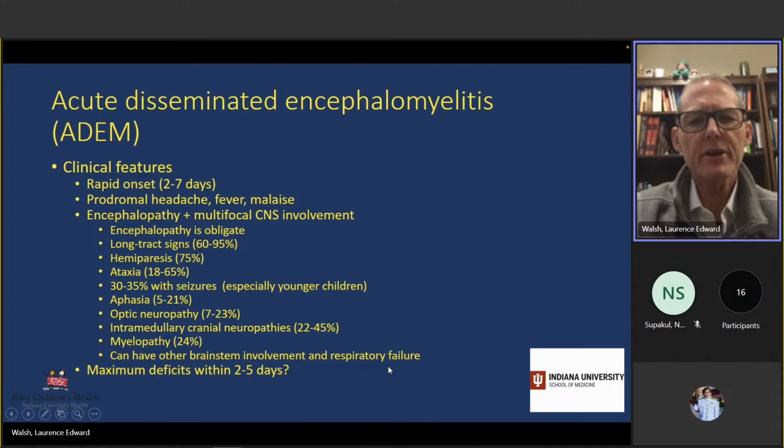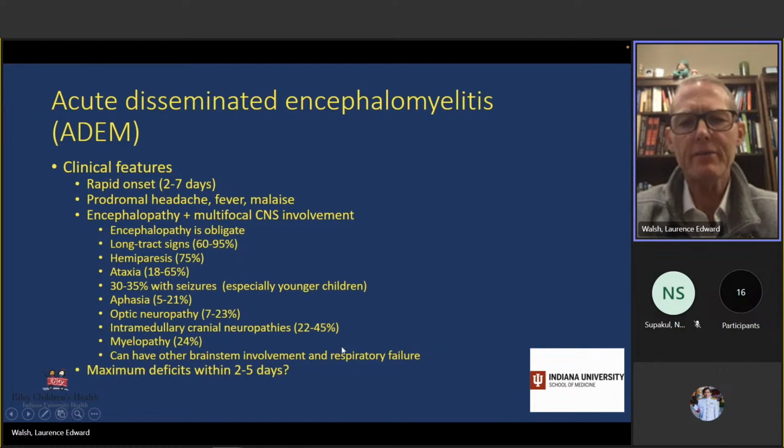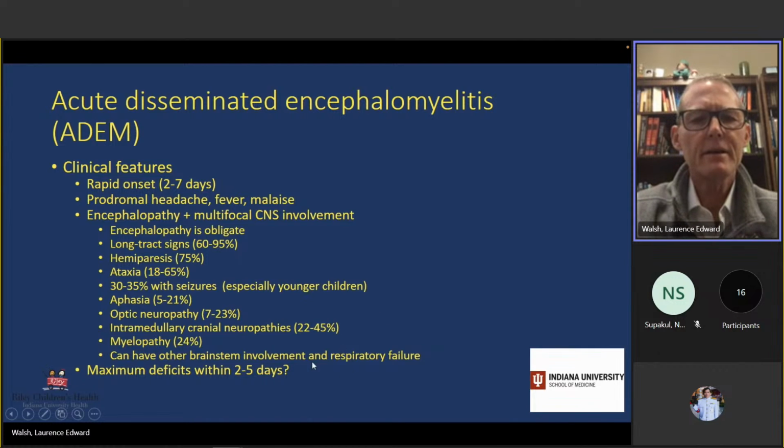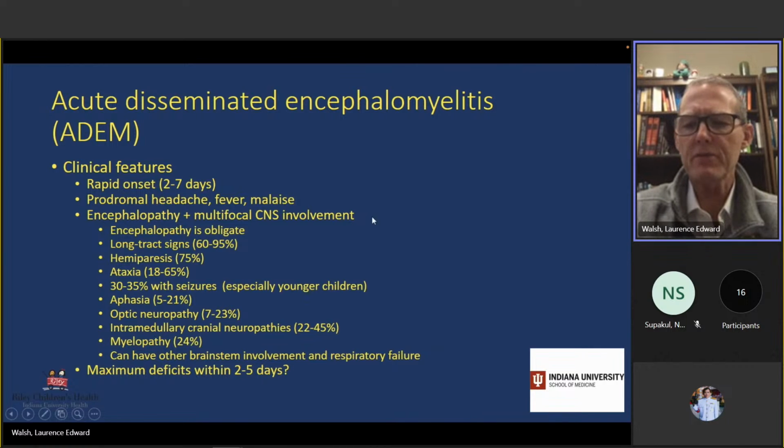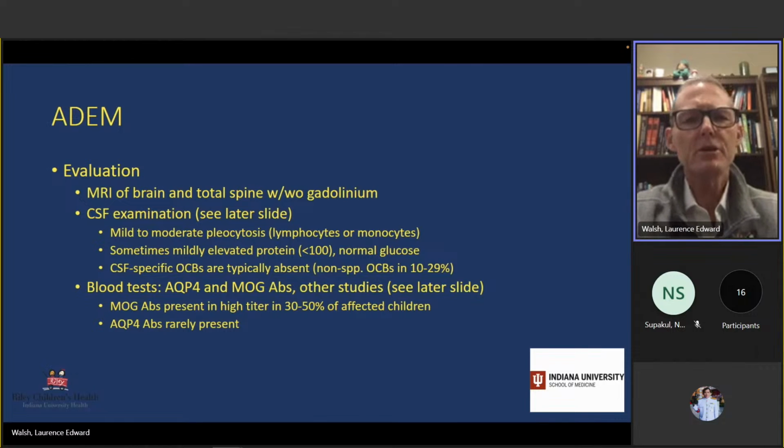This can be really severe. If you have a brainstem lesion, it can take out your respiratory drive and you may be on a ventilator. Most people are going to nadir within that first few days. I've seen it happen longer than that with not great outcome, interestingly, but usually within the first 3 to 4 days. So these children, again, MRI brain and total spine with or without gadolinium.